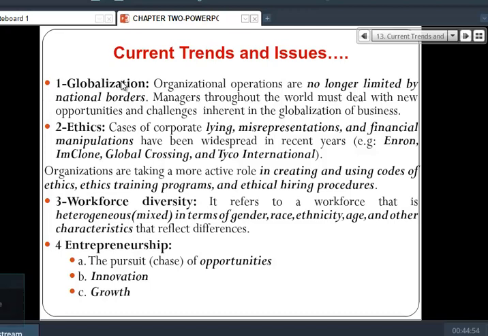Globally, ethics is the case of corporate lying, misrepresentation, and financial manipulation. So ethics means having some manners and some ethics on how to deal and establish your company in relation to international or standard ethics. Here, organizations are taking a more active role in creating and using codes of ethics, ethics training programs, and ethical hiring procedures.